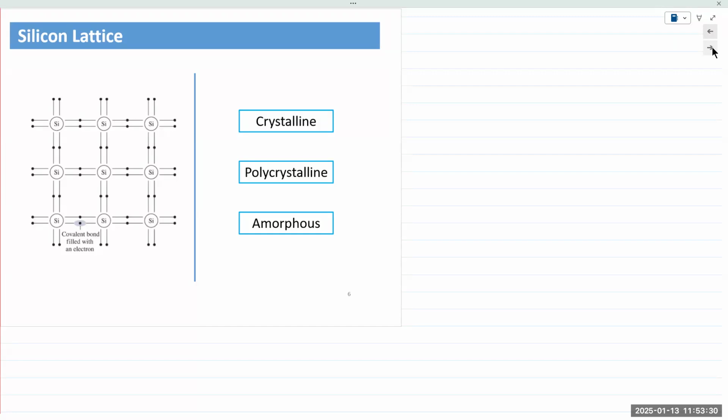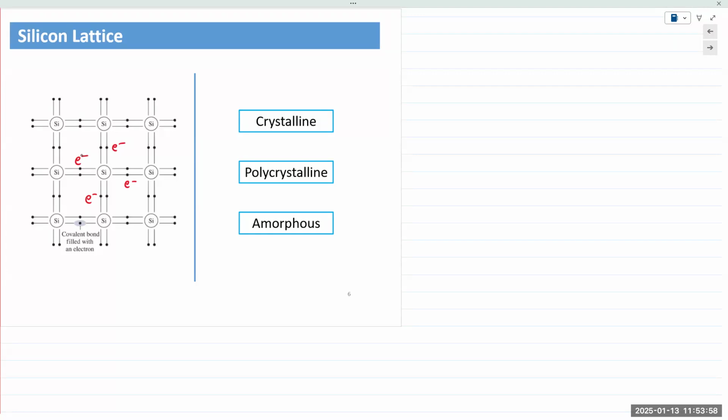So here is a silicon lattice structure. This is a two-dimensional illustration. And here you can see all of these are shared electrons. So these tiny dots are shared electrons. And I'm just labeling the ones for the atom in the center. Okay, so each atom is sharing one electron with 4 neighboring atoms.